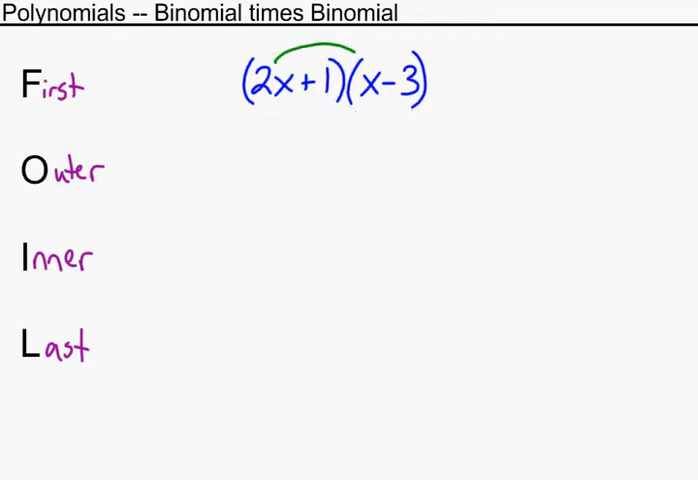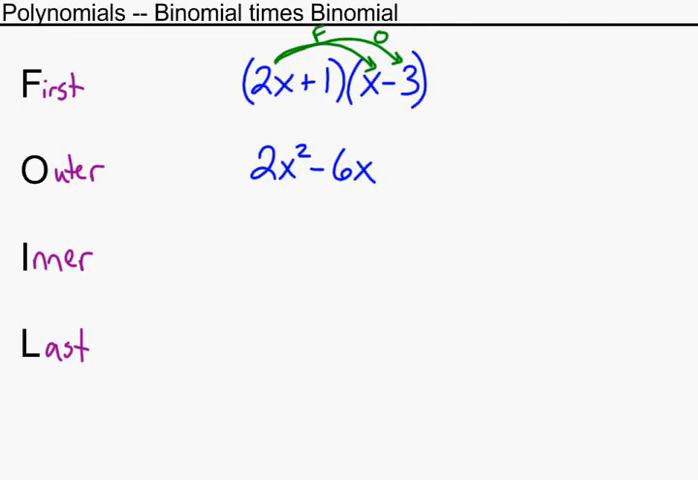When I take the 2x, I need to distribute it first to the x. So I get 2x times x is 2x squared. And that is the F in FOIL, because it's the first times the first. Then I take the 2x, and to complete my distribution, I need to take it to the negative 3. So 2x times negative 3 is negative 6x. That's the O in my FOIL, outer times outer.